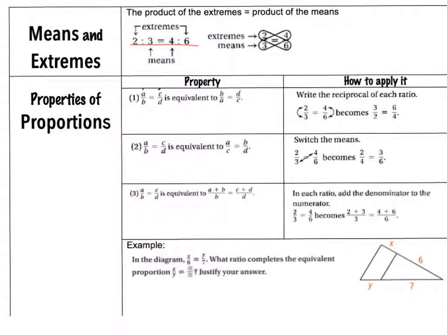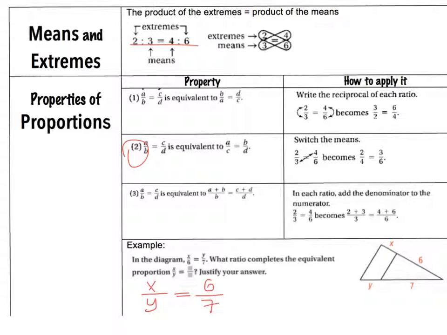So let's look at an example of how to apply these properties. So in the diagram, x over 6 is equal to y over 7. What ratio completes the equivalent proportion x over y equals? So if we look at our properties, this is like property number 2, in the sense that before we had x over 6, and we had y over 7, and we've now just switched our means. So now instead of having x over 6, we have x over y, and then instead of having y as a numerator, we now have 6. So x over y is equal to 6 over 7.